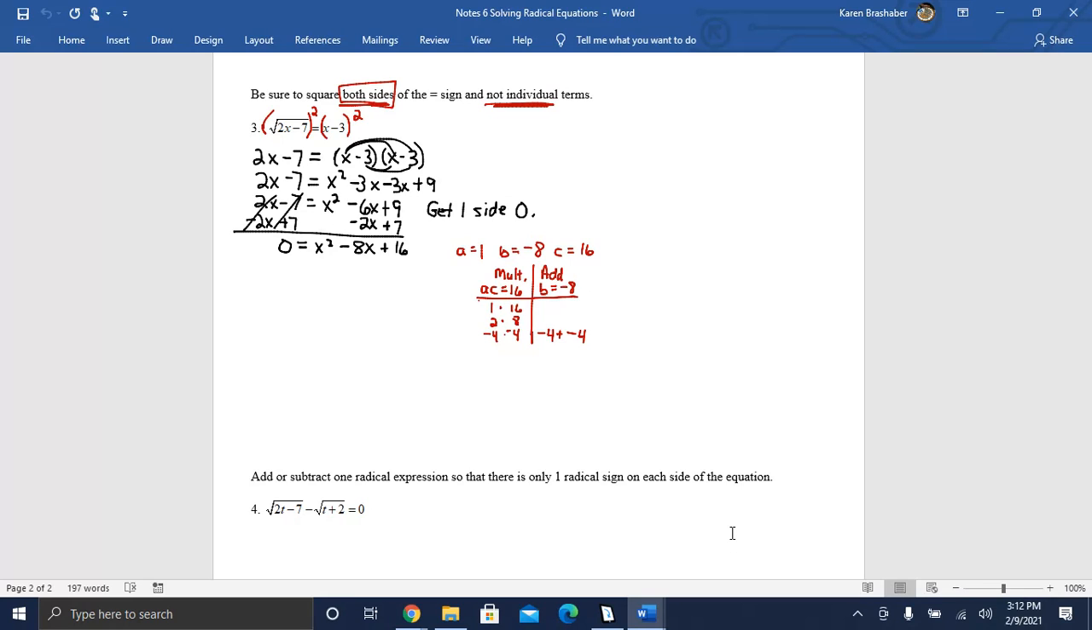So those are the numbers that I'll use to split the middle. I'll have 0 equals x squared, and then using my numbers that I found, negative 4x, and another negative 4x, and plus 16. We'll draw the cut line, and we can divide by x. And so that's going to give us x times our parentheses of x minus 4.